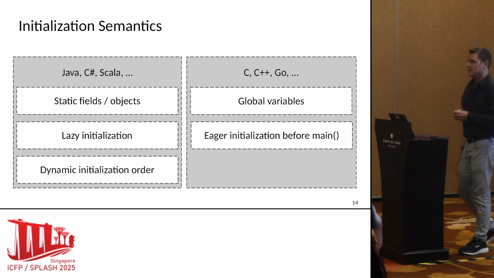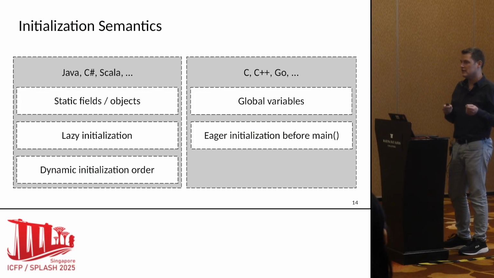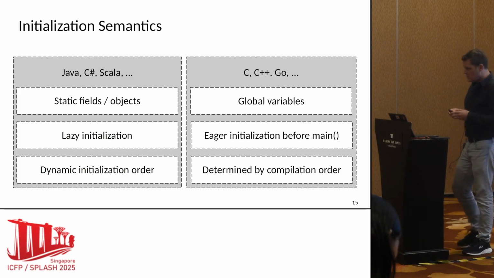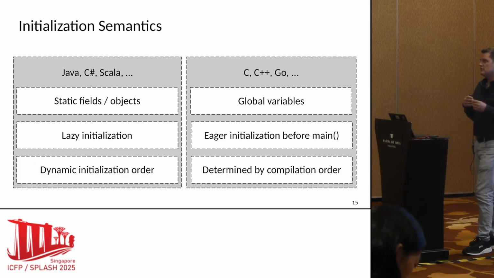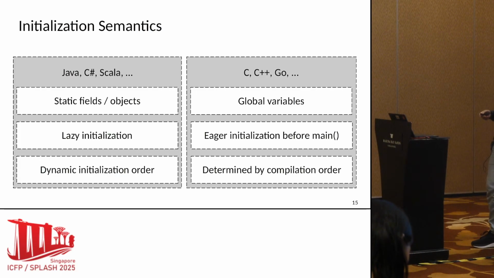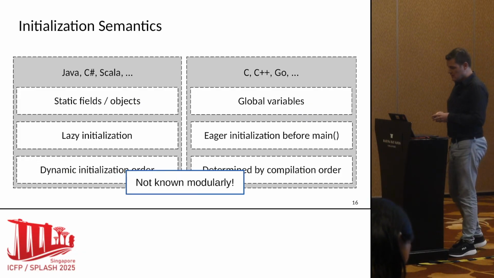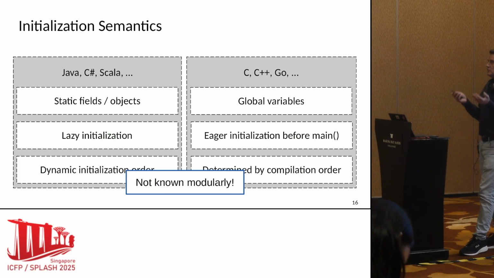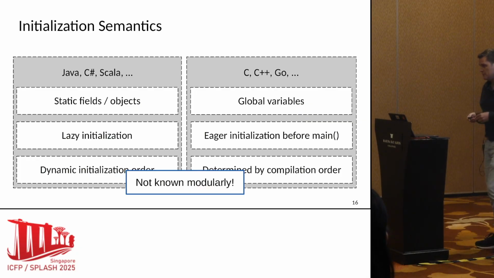So in the left group, that's the case because this initialization order is actually determined dynamically, right? Because it happens on the first access to the class. But it's also difficult in the right group because in all those languages, the order in which initializers run actually depends on the compilation order, so on the order in which you pass different files to your compiler. So that means in all these cases, the initialization order and the exact time at which initializers run is not known modularly. So if you implement a library that uses static code, you do not know exactly when and in what order your initialization code will run.